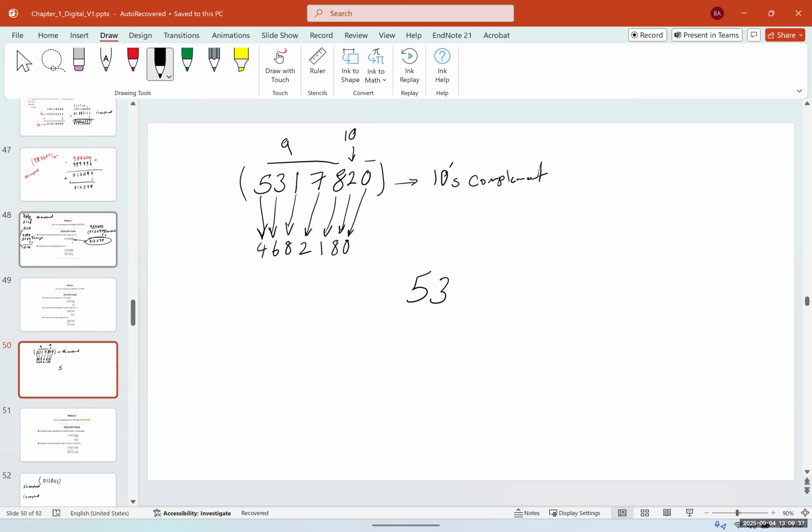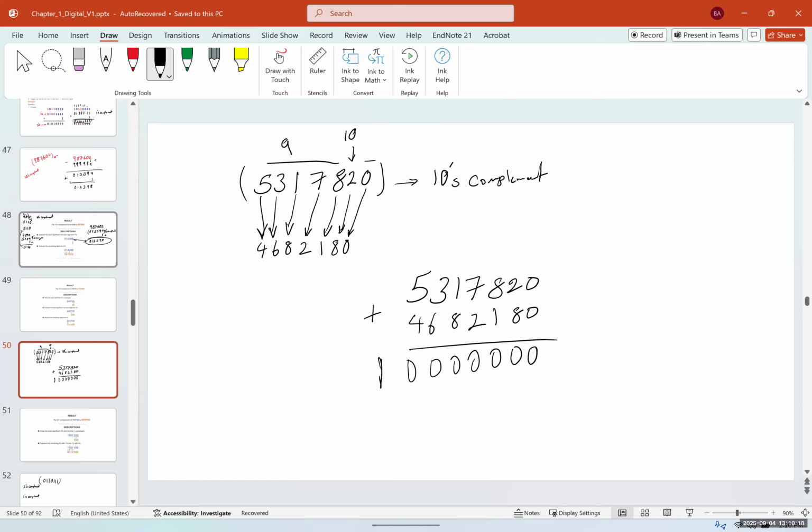What if I add these two numbers together? Because it's a tens complement, all of these would be 0. At the end, I'm going to have a 1. If it was a nines complement, everything would be 9. Because it's a tens complement, everything would be 0.